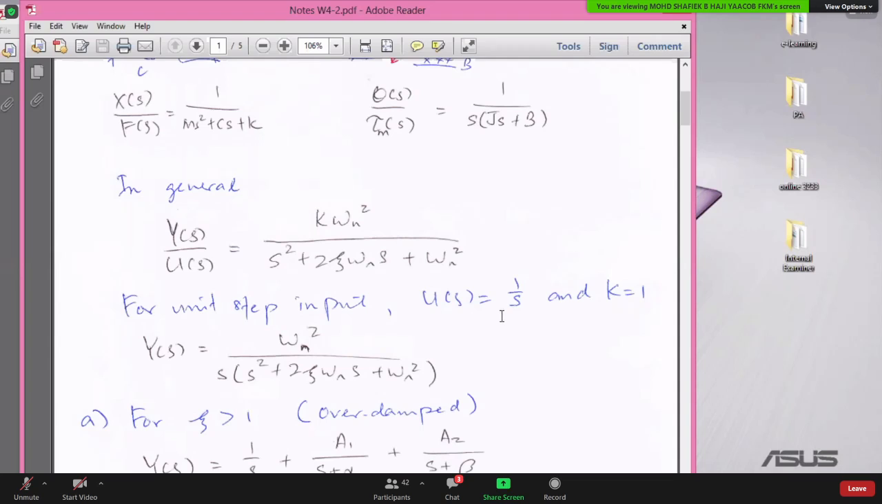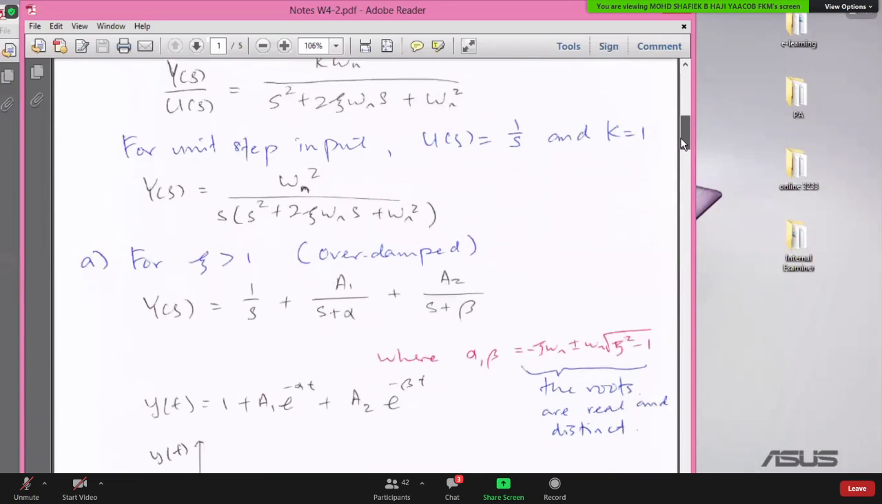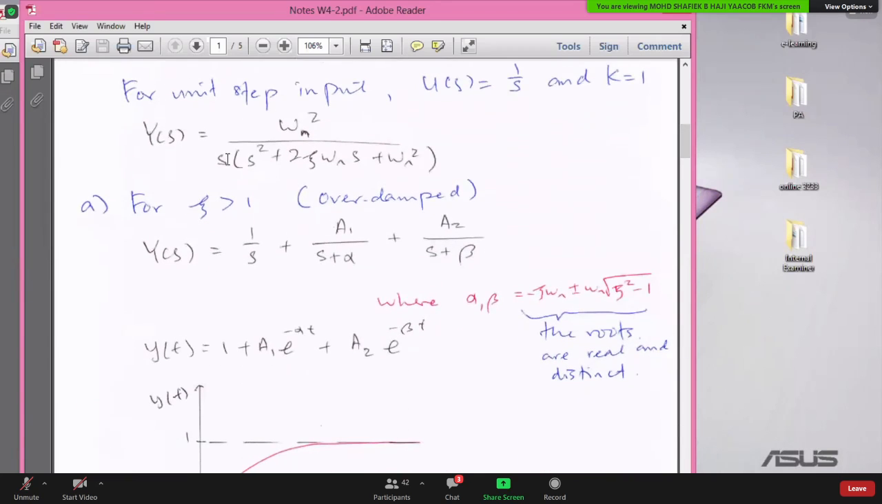Okay, now we want to solve the time response when the input is a unit step. When you take the Laplace transform of a unit step input, it is 1 over s. The output in the Laplace domain is then multiplied by 1 over s, and you have omega n squared divided by s times this quadratic equation. So there are three cases that we are interested in here.